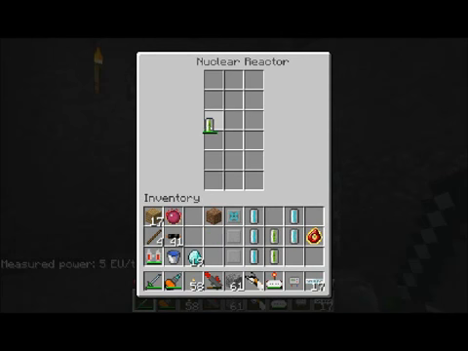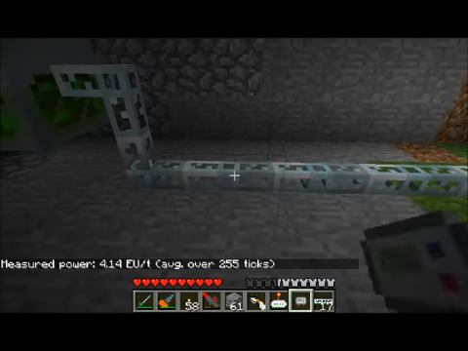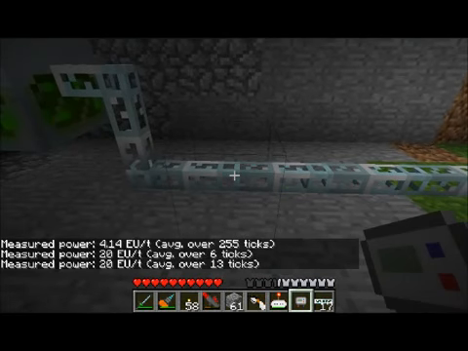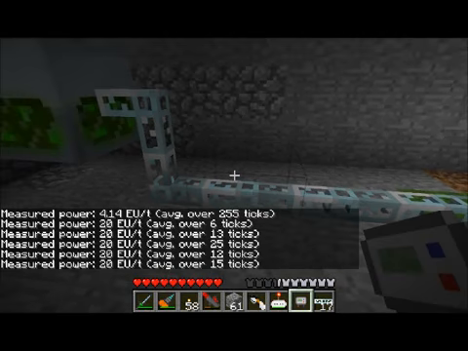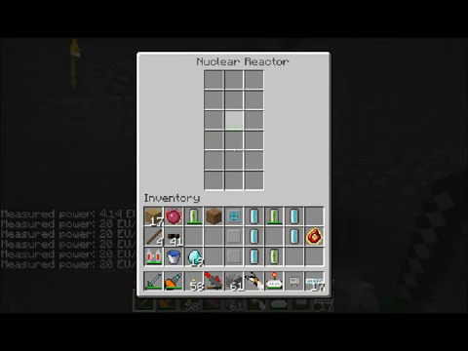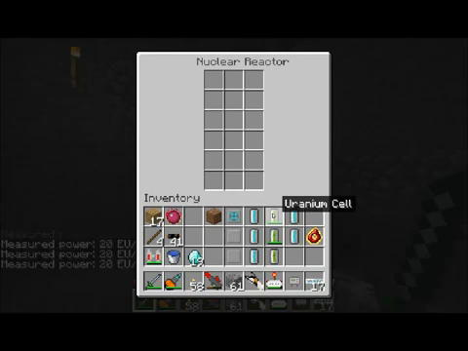However, if you place 2 uranium fuel cells next to each other, it's now creating 20 energy units per tick. What the heck? That's a lot more than I expected, right? Well, the way this works is when you place uranium fuel cells next to each other, it pretty much doubles the amount of energy they produce.